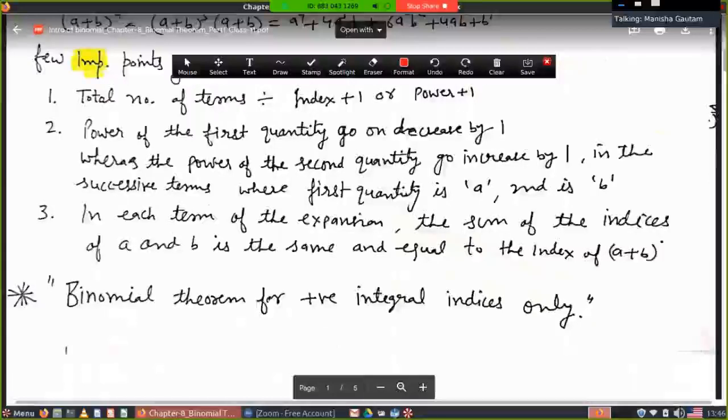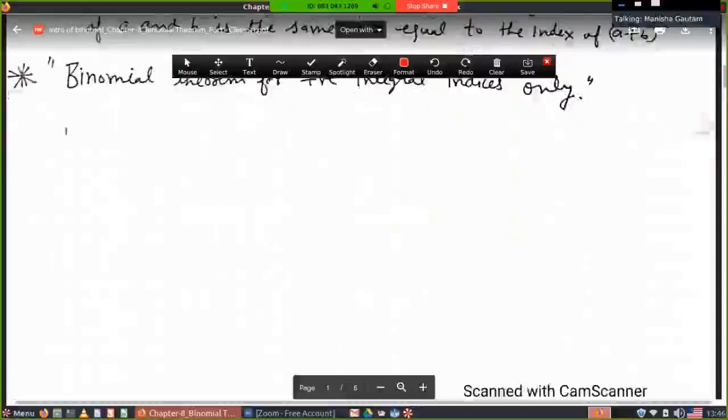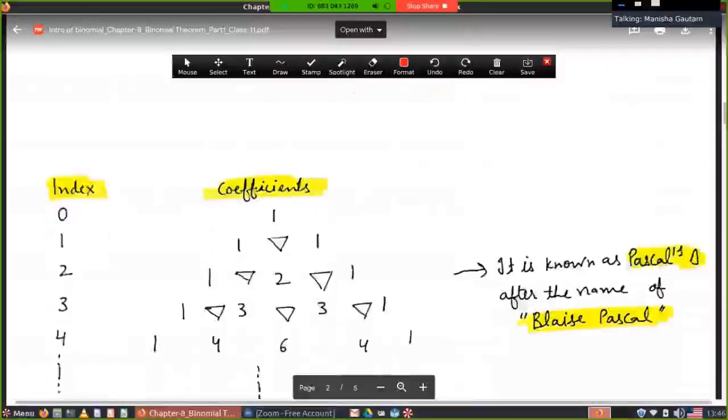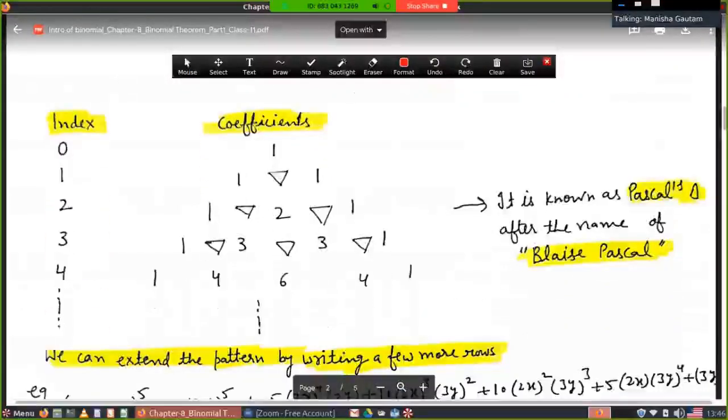Here in the binomial theorem, we will discuss only the positive integral indices. It means we will discuss only the positive power of the given expression. Now come to a few observations. In the previous sheet, if the index is 0, then the coefficient is 1. Here you can write (a + b) to the power 0. It means the coefficient is 1.